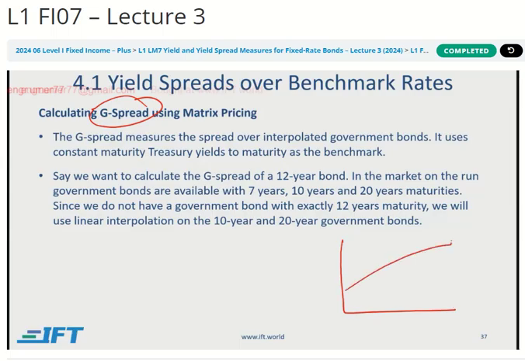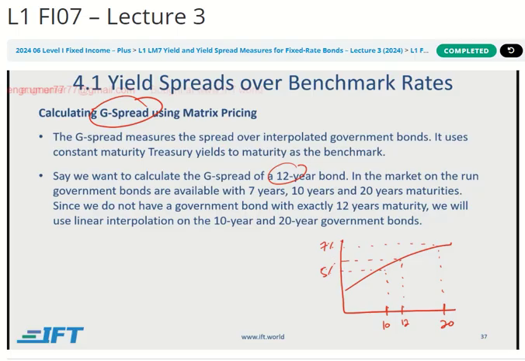So let's say you have a government bond for 10 years, you have a government bond for 20 years, but you don't have a government bond for 12. How will you estimate the 12-year return? First of all, let's say you know the yield for the 20-year, and that is 7%. You know the yield for the 10-year, let's say that is 5%, and you want to find out the yield for 12.